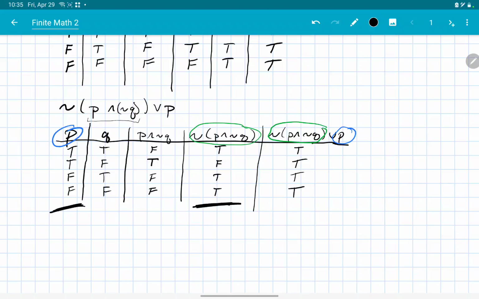So this statement is true no matter what the values of P and Q are. Anytime you get all trues in the truth table, there's a special name for that. It's called a tautology. It means something that is always true.